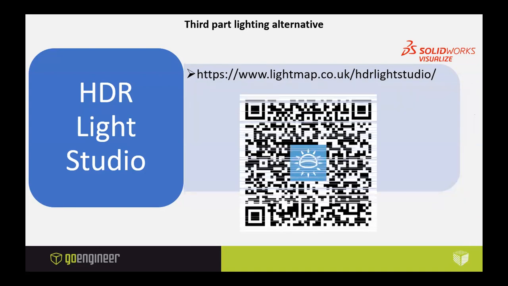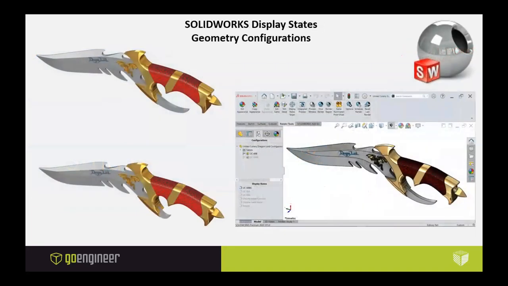So you can check that out from here. All right, geometry configurations. One of my favorite knives here. You can see the knuckle guard is shorter on the European version on the bottom. In PhotoView 360, same environment, whatever, not a problem.